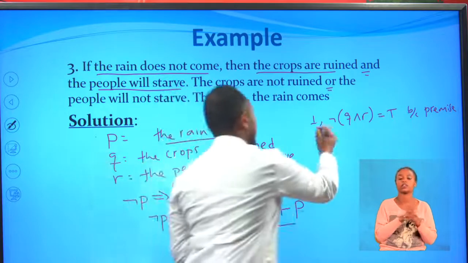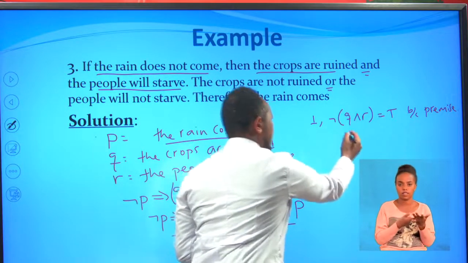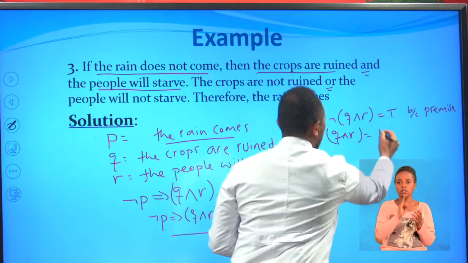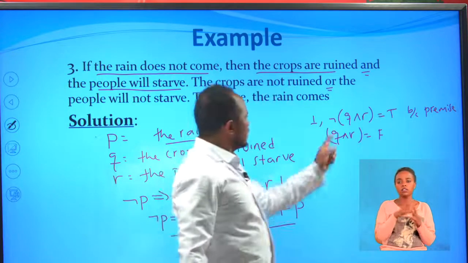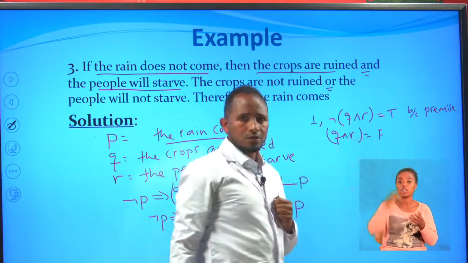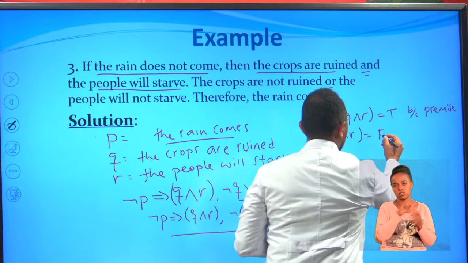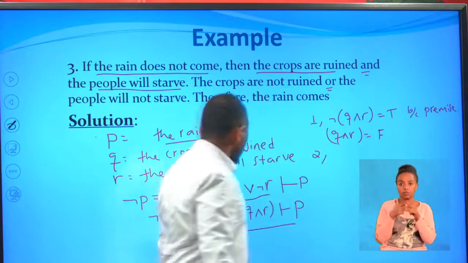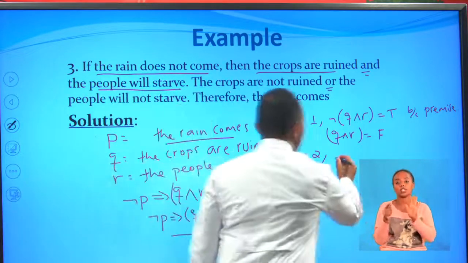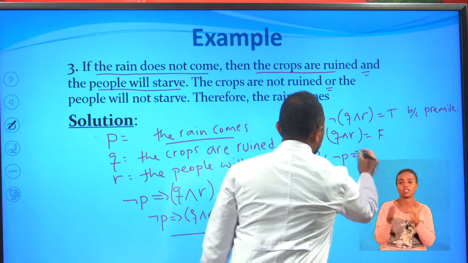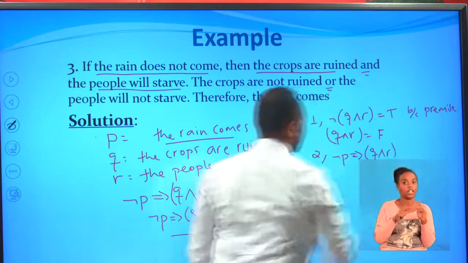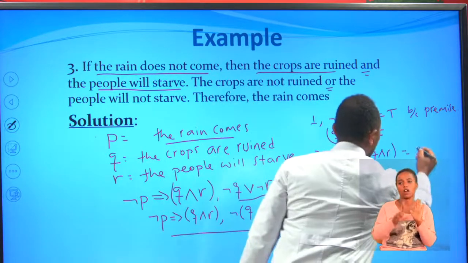Okay, second, from this you will have this one. Q and R is false. The negation of Q and R being true means this part, Q and R, is false. Okay. Second, the other premise, this one: negation of P implies Q and R. This also is true with the same reason, it's a premise.